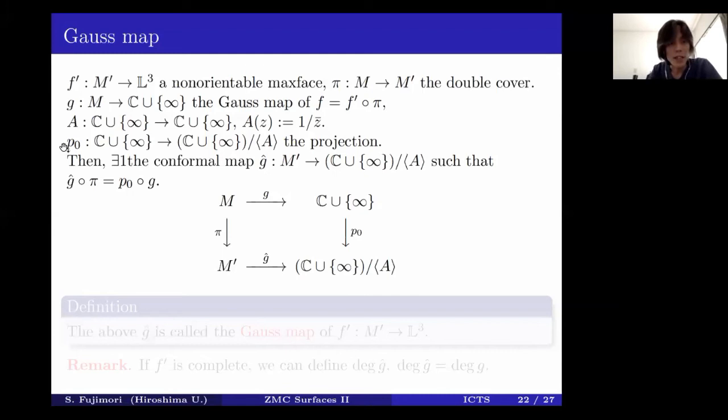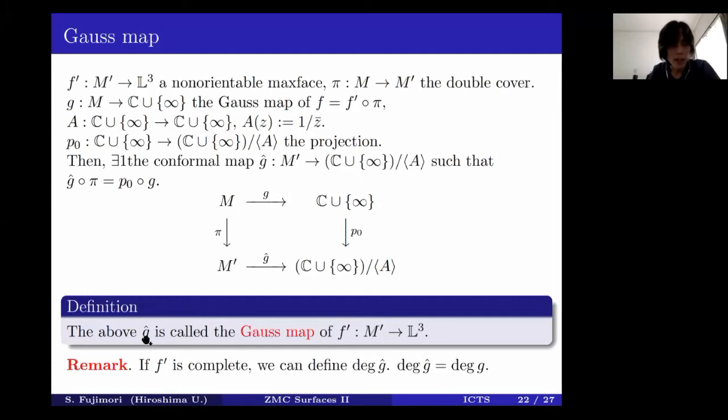And P0 is a projection of CP1 into the disk quotient space. In the minimal surface case, P0 is a natural projection from S2 to real projective space. But now, P naught is this projection, okay? This little weird projection. Then there exists a conformal map, G hat, from M prime into this quotient space such that this diagram commutes. And this G hat is called the Gauss map of F prime, okay?